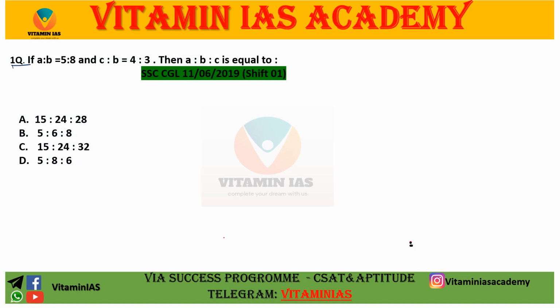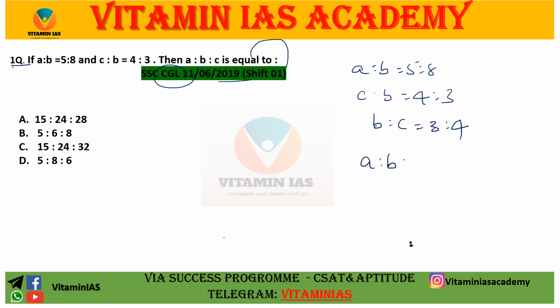Here is our first question. If A is to B is equal to 5 is to 8, and C is to B is equal to 4 is to 3, or as B is to C is equal to 3 is to 4, then A is to B is to C is equal to? This question came in SSC CGL in 2019. So let us solve this question.